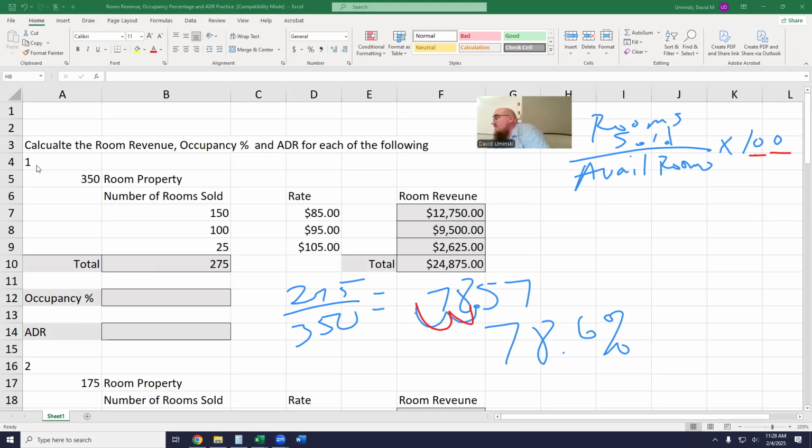Now, your calculator always gives you the right answer, but it may not be the correct answer. You guys understand what I'm saying? Whatever your calculator gives you, it's the right answer based on the information you put in it. So it's always right, but it may not be the correct answer. Just because the calculator said it doesn't mean it's always correct, okay? So just keep that in mind. So our occupancy percentage is 78.6%, okay?